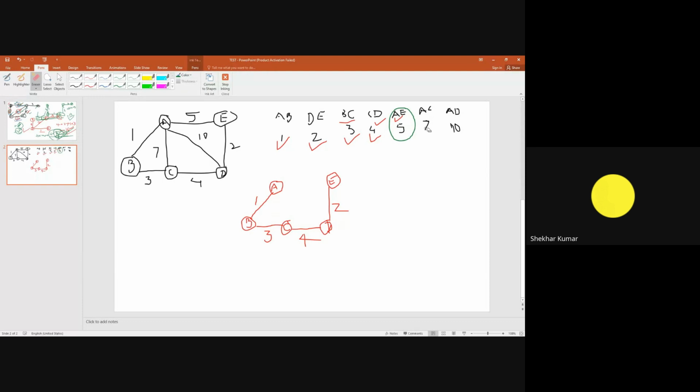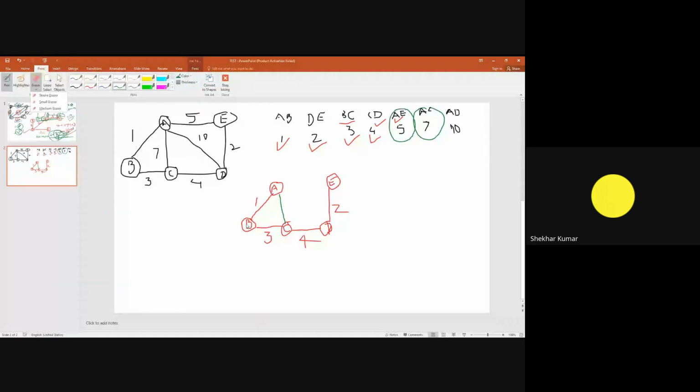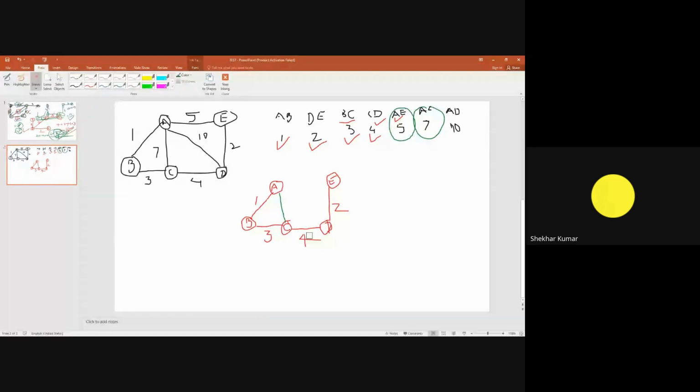Okay. Next, we will select another edge, that is AC. If we are selecting AC with weight 7, I have connected A to C. Now there is also a cycle, so we will simply discard it also. This is also discarded because by connecting with AC, there is a cycle.